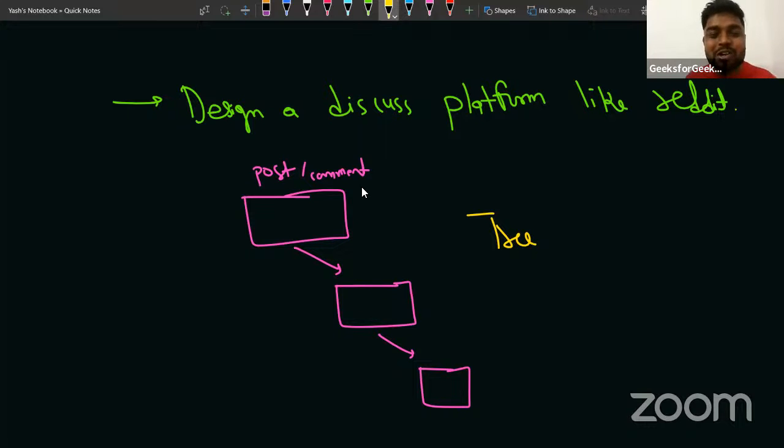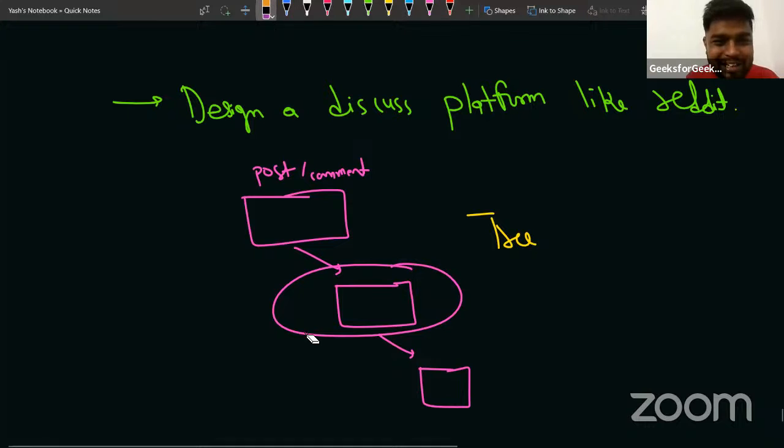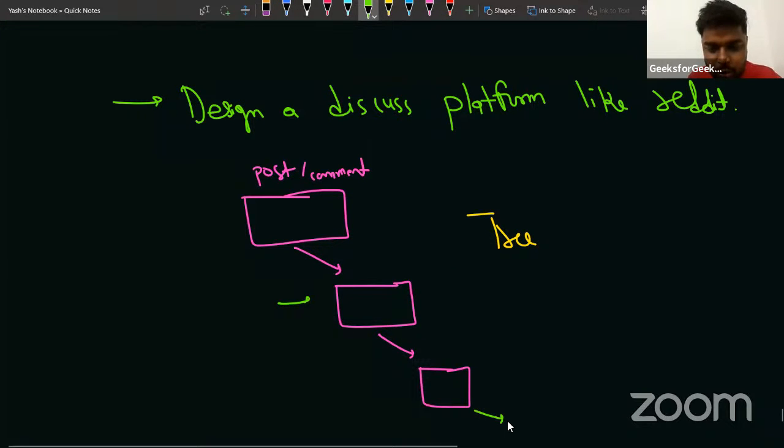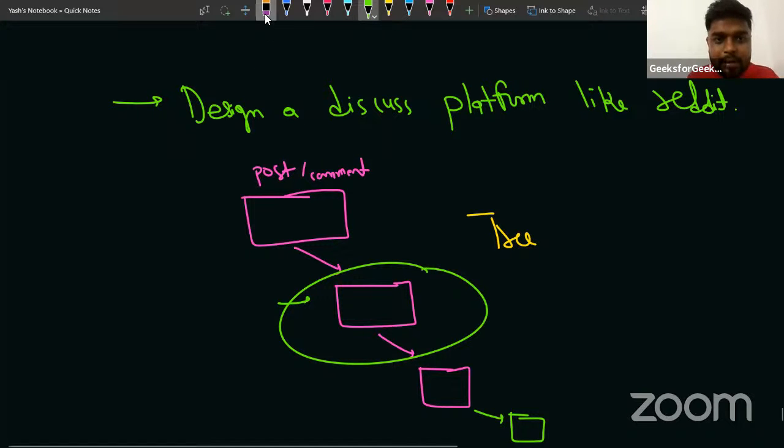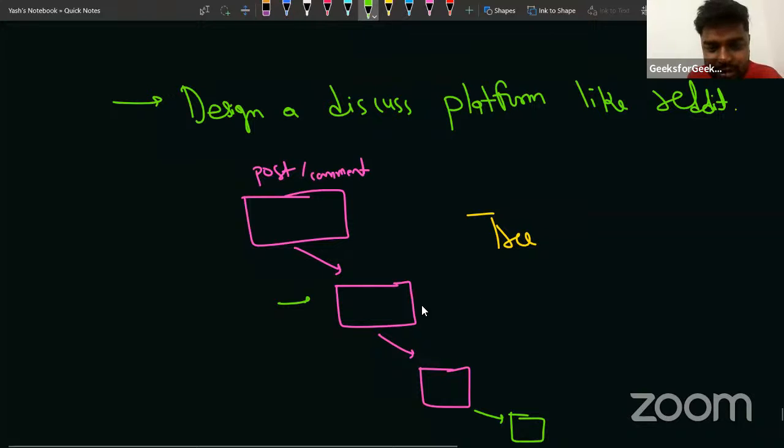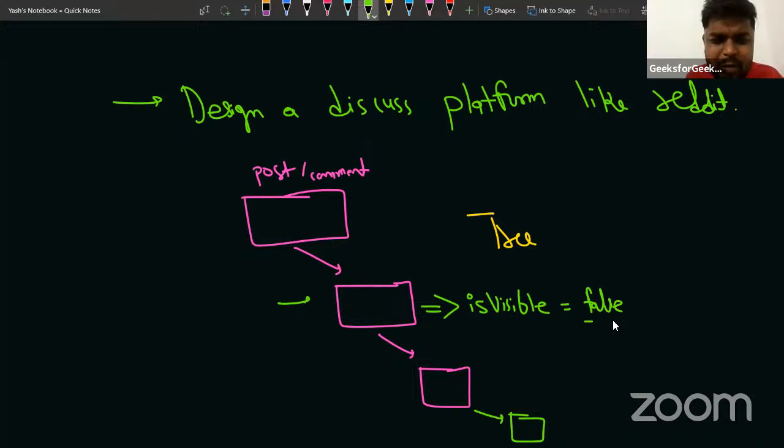If you want to hide a certain post, can you delete this post directly? No, you cannot. If you remove this post, then all the other children posts will get removed. Instead, you can mark its visibility as false. Let's say somebody has commented something bad and you want to hide it, so the visibility of this post will become false. These kinds of things you might be asked.